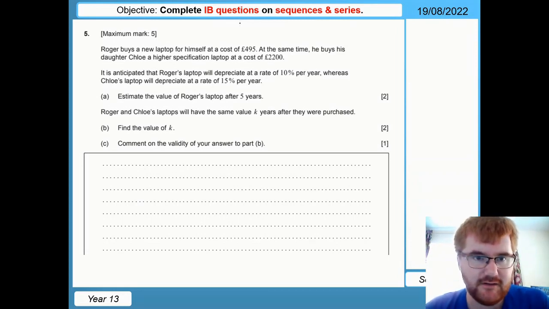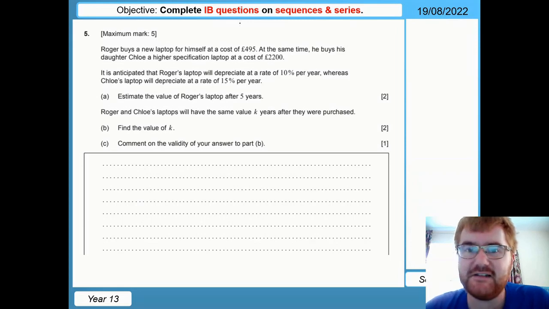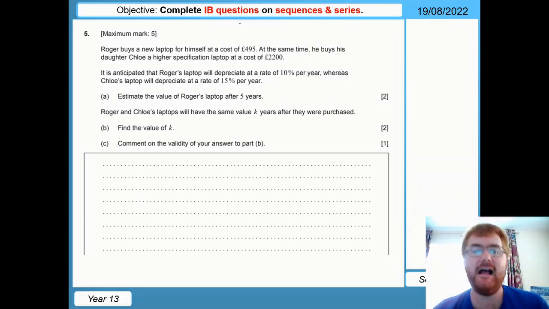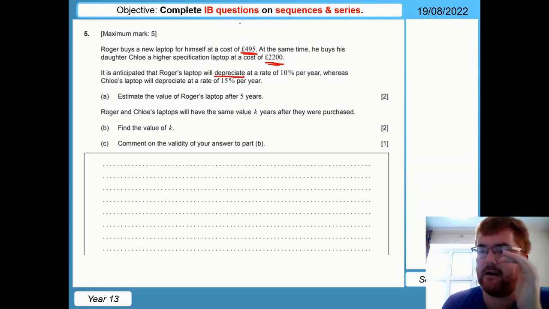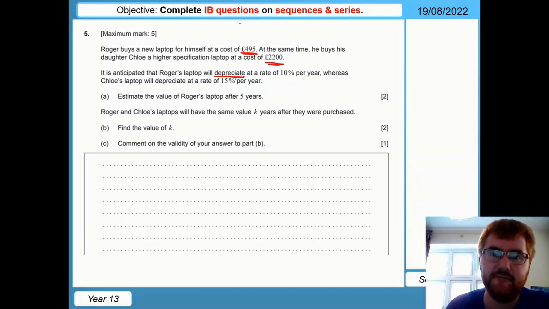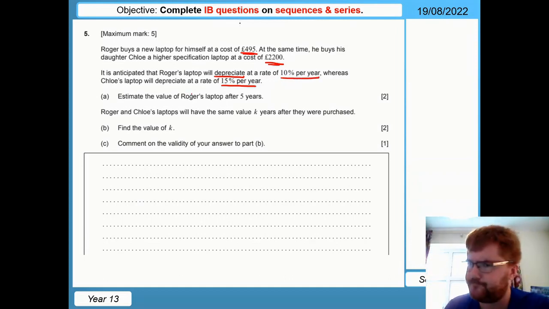So Roger, he's got a new laptop for himself at a cost of £495, decent price. At the same time, he buys his daughter Chloe, that's very nice of him, a higher specification laptop at a cost of £2,200. That's quite a lot of money. It's anticipated that Roger's laptop will depreciate, so it's going to go down on a regular basis of 10% per year, whereas Chloe's laptop is going to depreciate at a rate of 15% per year. So I'm going to underline those two important bits of information. And the first part is very standard. Estimate the value of Roger's laptop after 5 years.